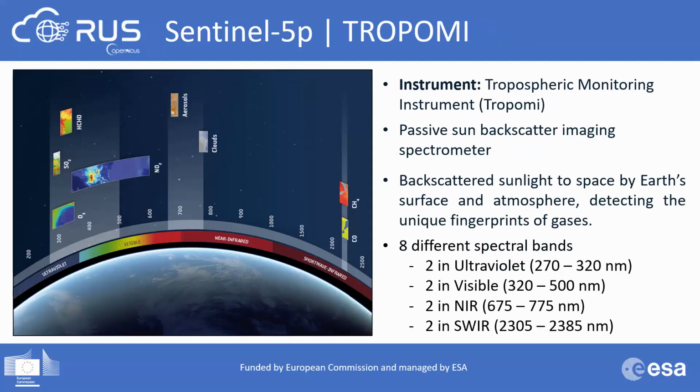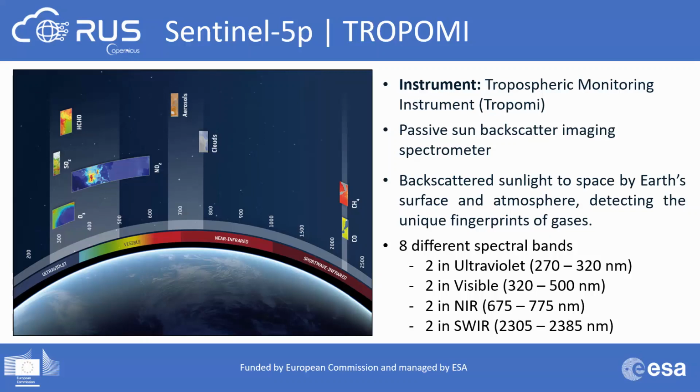So let's now talk about the instrument carried by Sentinel-5P. As I said, it is known as Tropomi, which stands for Tropospheric Monitoring Instrument. What sets this instrument apart from previous sensors is that it measures in the ultraviolet and visible, near-infrared, and shortwave infrared spectral bands. This means that a wide range of pollutants such as nitrogen dioxide, ozone, formaldehyde, sulfur dioxide, carbon monoxide, and more can be imaged more accurately than ever before.